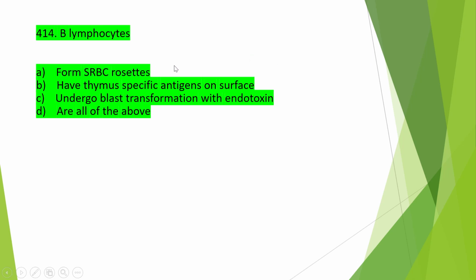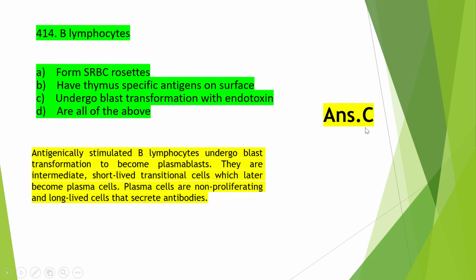So move on to the next. B lymphocytes form SRBC rosettes, have thymus specific antigen on the surface, undergo blast transformation with endotoxin, or are all of the above, and the right answer is option C. So antigen-stimulated B lymphocytes undergo blast transformation to become plasmablasts, which are intermediate short-lived transitional cells that later become plasma cells. Plasma cells are non-proliferating, long-lived cells that secrete antibodies.